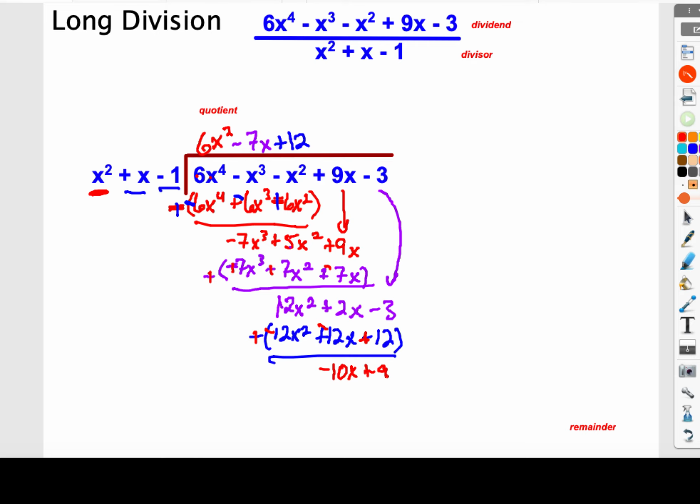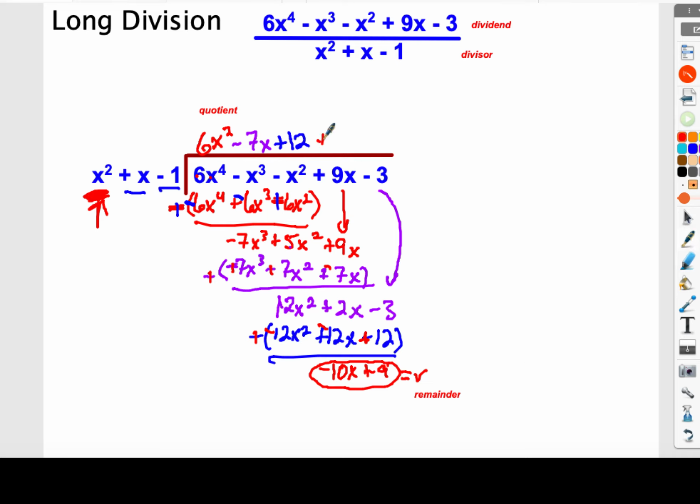Now we have nothing left to bring down. And again, I can't turn an x squared from over here into a negative 10x. I'd have to lose an x. So in this case, that's our remainder, right? This is going to be r, right? Or our remainder. Go ahead and bring that label in over here. That's our remainder. So let's go ahead and write that up top.